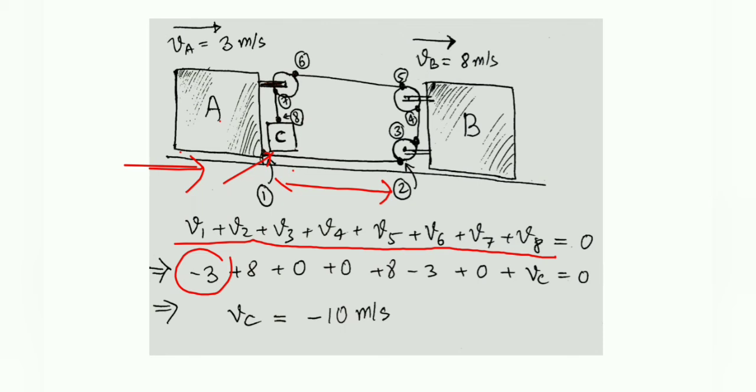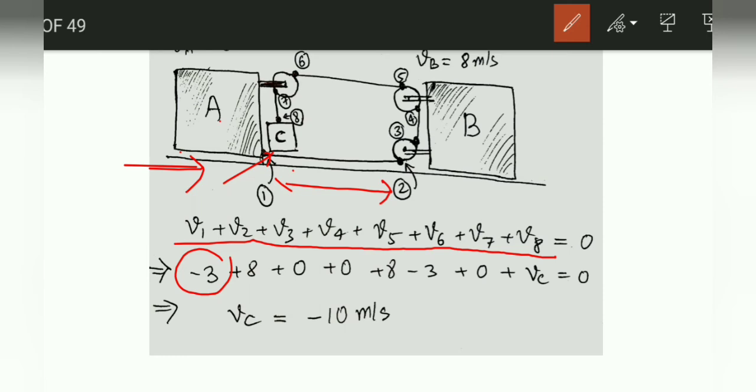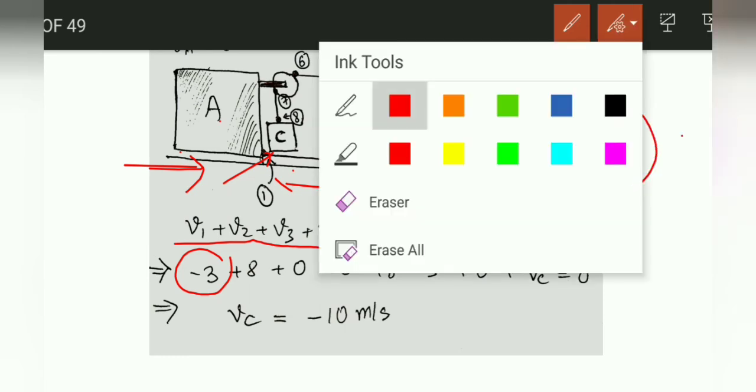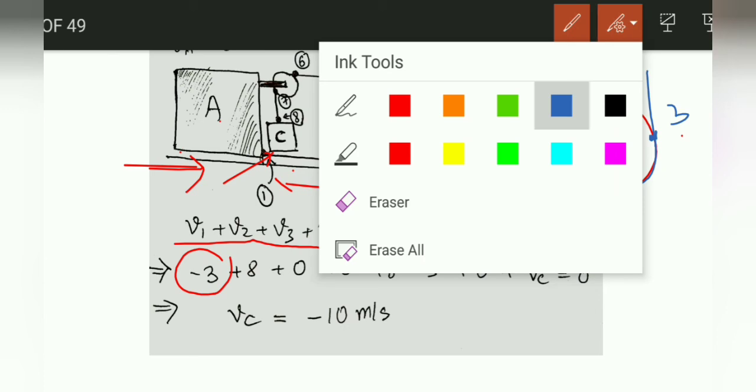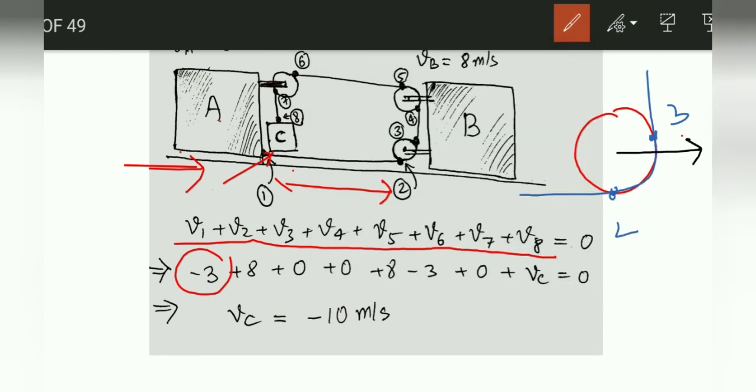3 is connected to the pulley and the pulley is connected to the block. So will the answer be 8 meter per second? No, the velocity is not 8 meter per second, because the string is wound like this. This part is 2 and this part is 3, and this is the velocity VB. But this part, the velocity will be along the string because of constraint motion. So we have to take the component of VB along 2 and 3.